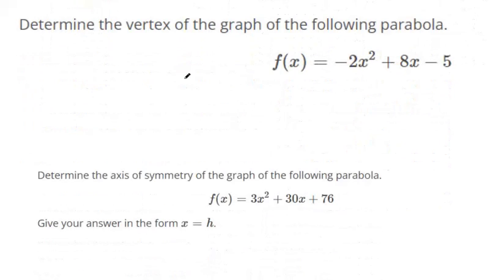But now, determine the vertex of the graph and determine the axis of symmetry. Both of these can be related back to this quick little equation: x equals negative b divided by 2a. I guess maybe a visual demonstration before I explain that.